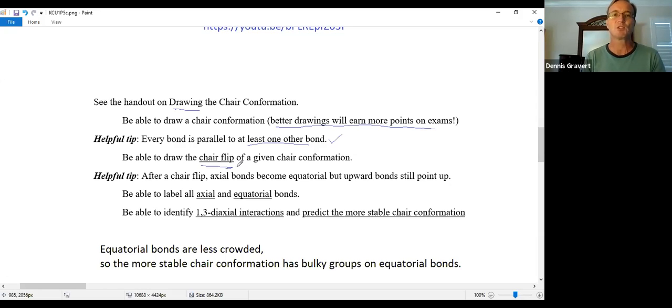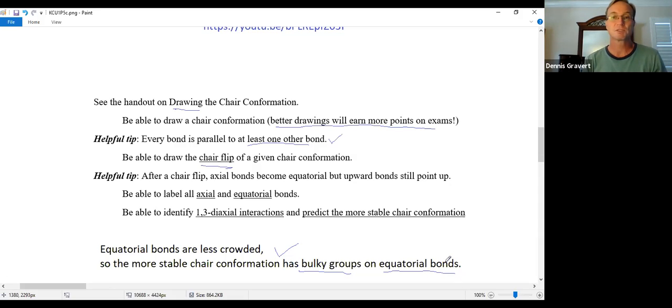And why are we doing that? Why are we drawing two forms of the chair, the red bonds up or the blue bonds up? We need both forms. Well, it turns out that the equatorial bonds have more room. So that's where nature will put the big bulky groups. They'll put them on the edge, the equatorial bonds.